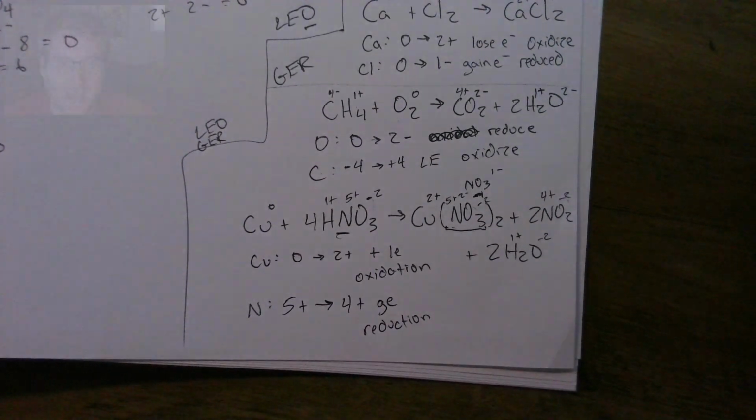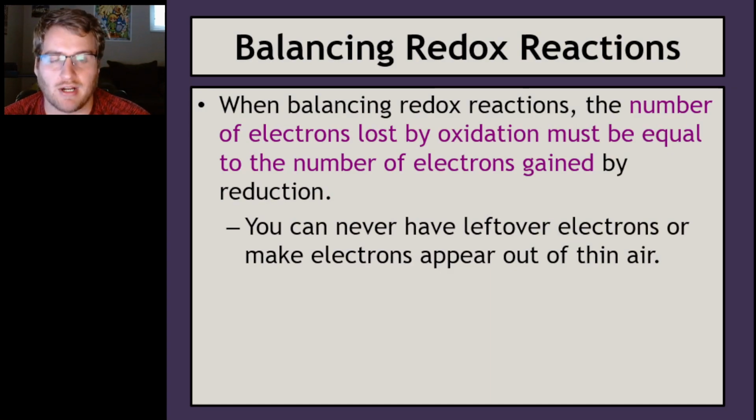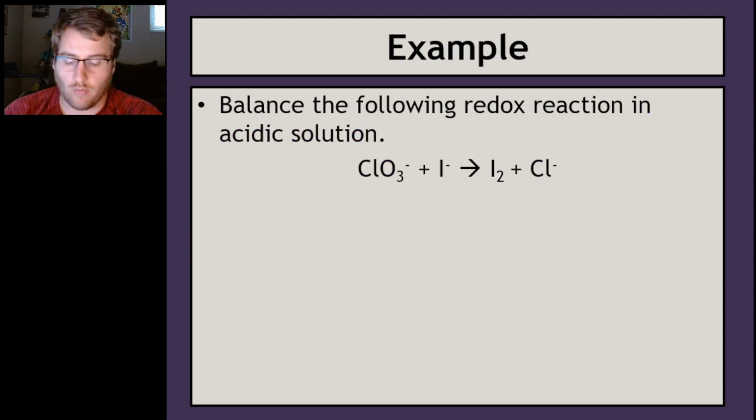So it maths out. But let's talk about how to actually balance them. You can never have leftover electrons or make electrons appear out of thin air. So we are going to do this problem. We're going to balance the following redox reaction in acidic solution.